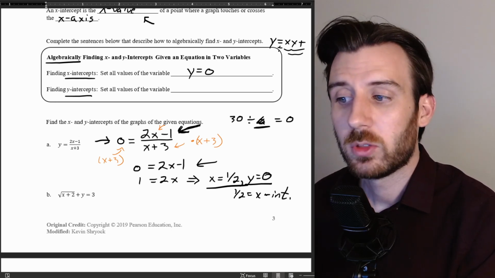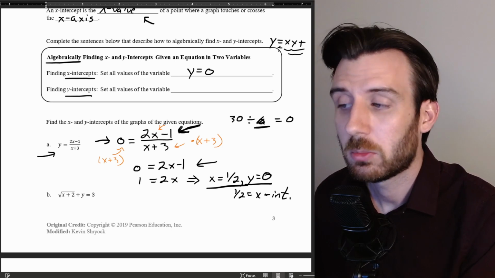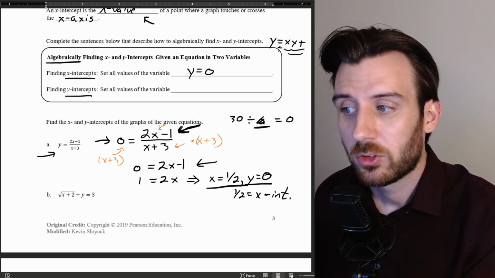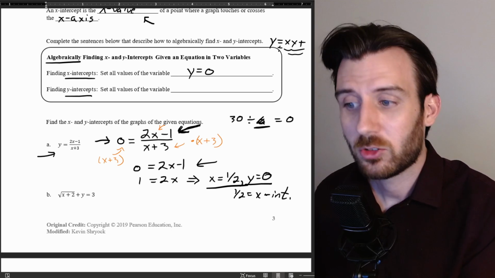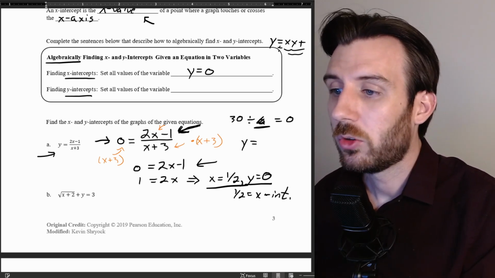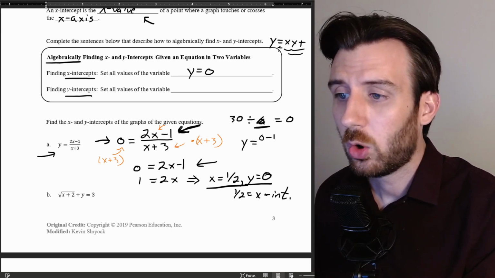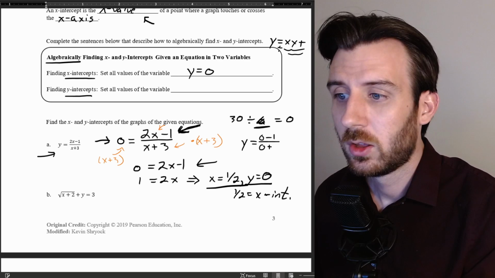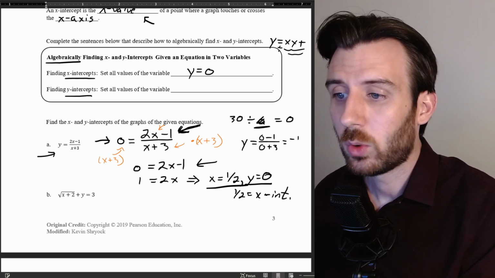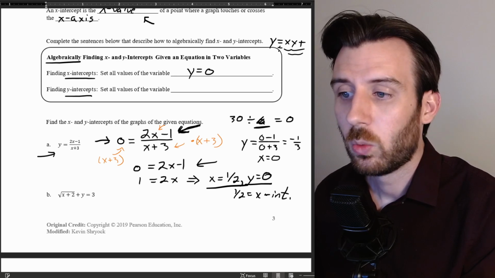Now, how would we do that to find the y-intercept? Well, this time instead of starting with y equals 0, we're going to put in x equals 0. So if x is equal to 0, it actually turns into a much easier problem. Throwing that in would be y equals, and then if x is 0, that's 2 times 0 is 0, minus 1, over 0 plus 3. So that would just simply be negative 1/3. So when x is equal to 0, y is equal to negative 1/3.